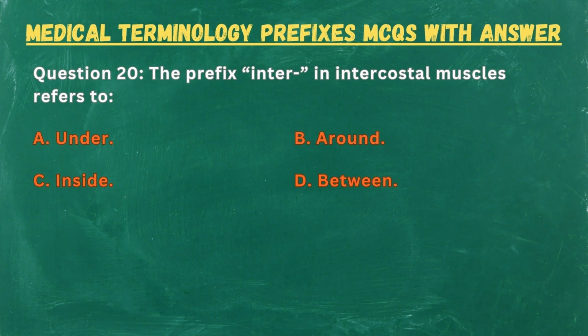Question 20. The prefix inter- in intercostal muscles refers to: A. Under. B. Around. C. Inside. D. Between.